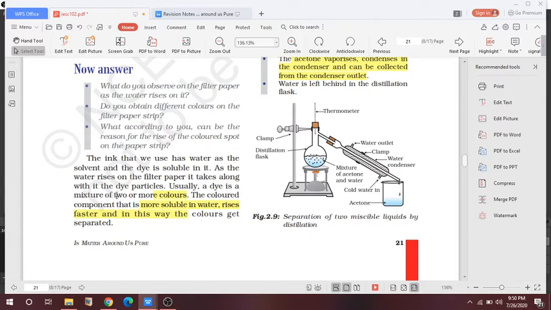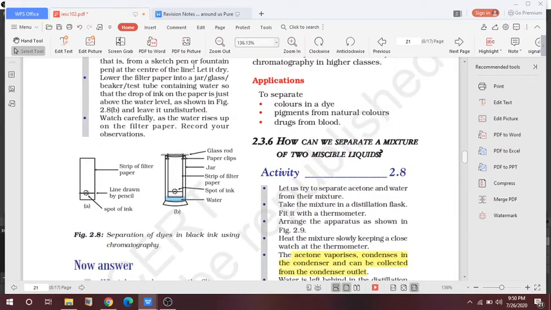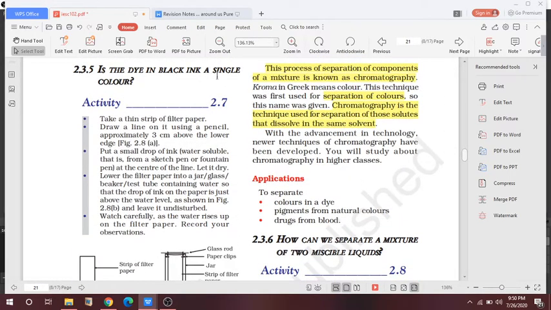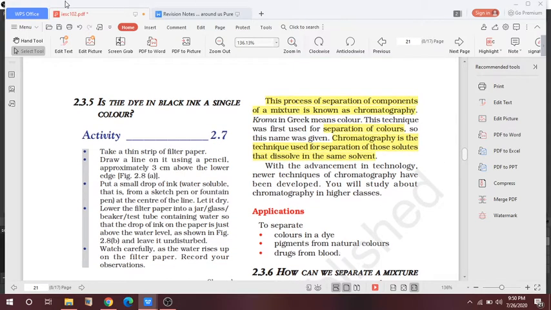and it takes the dye particles along with it. Usually a dye contains a mixture of 2 or more colors. The colored component that is more soluble in water rises faster. In this way the colors get separated. So whichever is more soluble in water will move fast, and we can see the colors that are dissolved in the dye. So this process is known as chromatography, where we separate the components of a mixture.